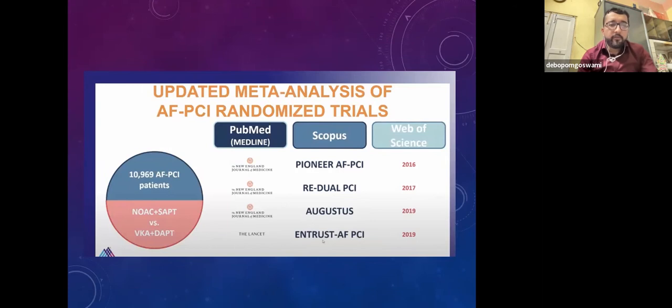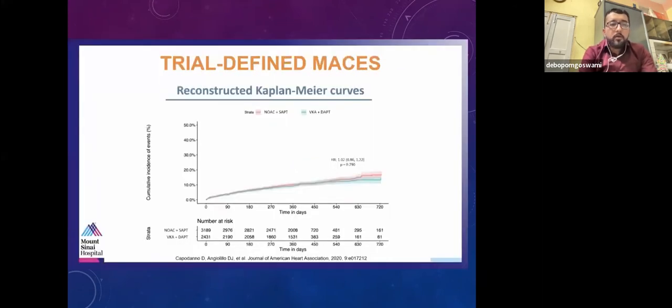That is all the 4 trials combined: PIONEER AF-PCI, RE-DUAL PCI, AUGUSTUS, and ENTRUST-AF PCI. Next slide. Now, what is seen is that NOAC plus single antiplatelet therapy fares much better than the VKA plus DAPT arm. Next slide.